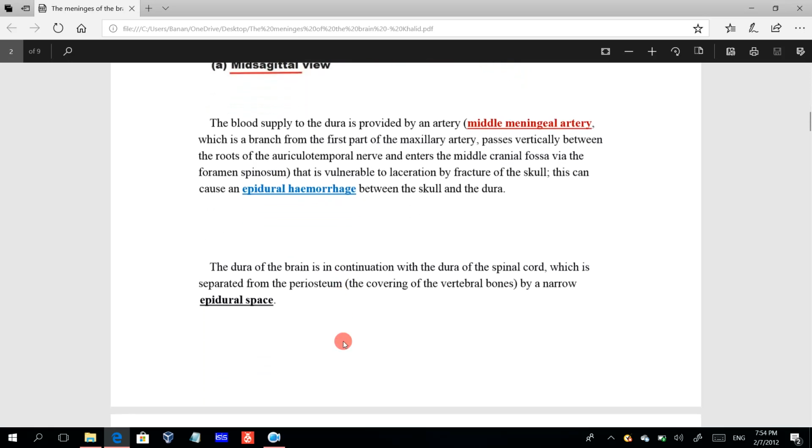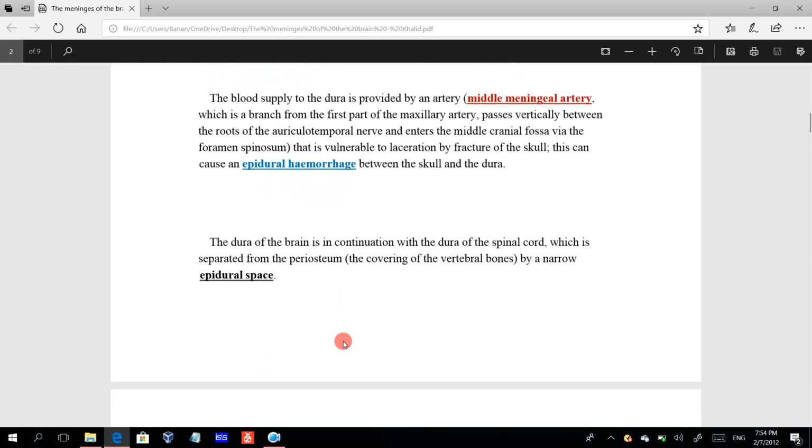The dura of the brain is in continuation with the dura of the spinal cord, which is separated from the periosteum, the covering of the vertebral bones, by a narrow epidural space. This dura mater, of course, will extend in the vertebral canal to envelop the spinal cord also. Not only the spinal cord, even the spinal nerves.